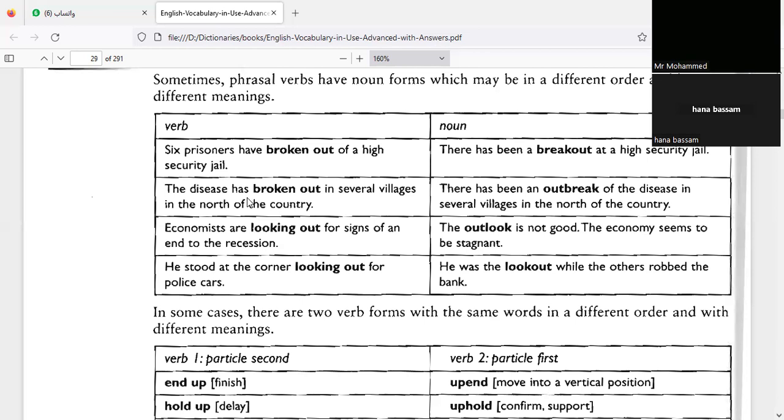It needs the spread. Excellent, excellent. Yes, it means spread. Look at the second example. There has been an outbreak of a disease in several villages in the north of the country. Does it have the same meaning? Yes. But here we use it as a noun. So you have a breakout. When it's separated from the preposition, تبقى كده a verb. لكن لما بيكون one word تبقى noun. Okay. Got it.